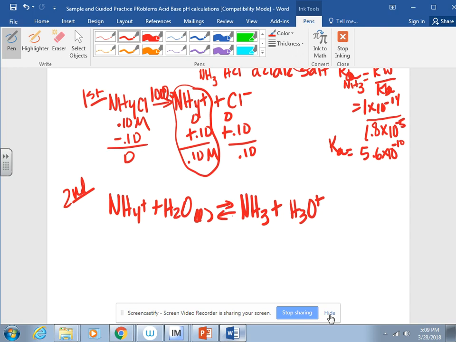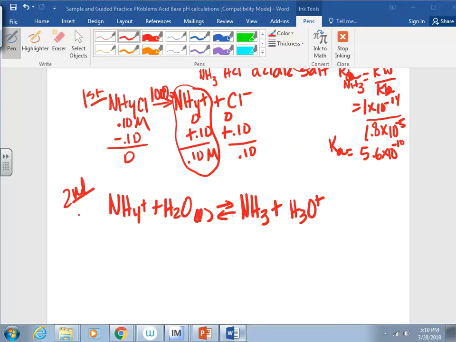We're going to finish up with this example from the last video. In the last video, we had figured out the Ka for the ammonium ion, because this is an acidic salt. You need a Ka. We had reacted it with water. We were getting ready to do our equilibrium calculations.